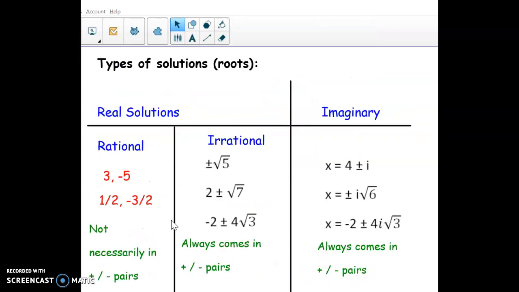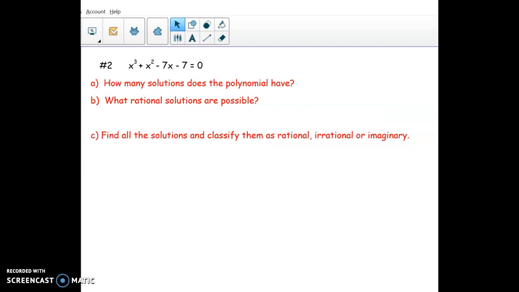All right, so there's your chart, which hopefully you have in your notes from yesterday. Irrational, imaginary always come in pairs. These ones are not necessarily in pairs. Rational. All right, so same thing. One more x cubed coming at us. Hopefully you can do this one pretty much on your own at this point. So pause the video and give it a shot.